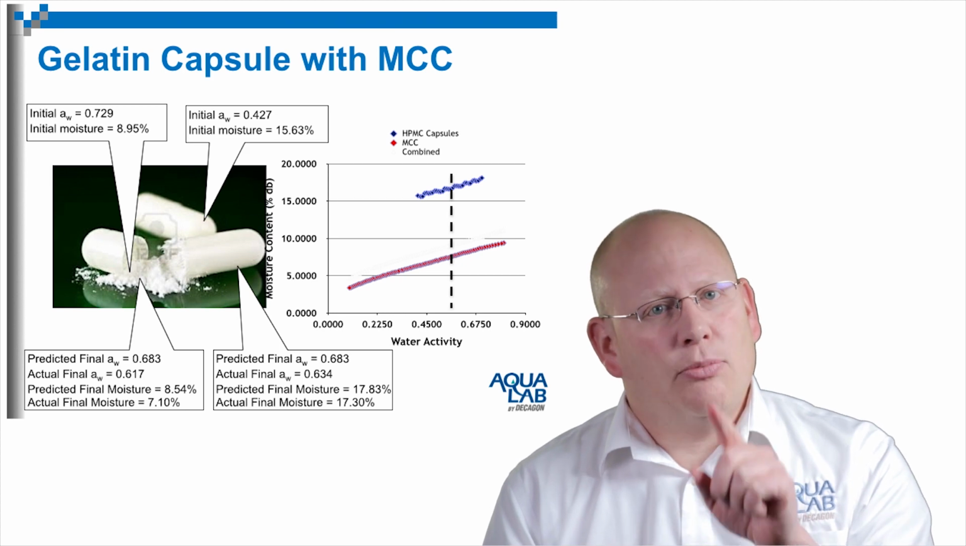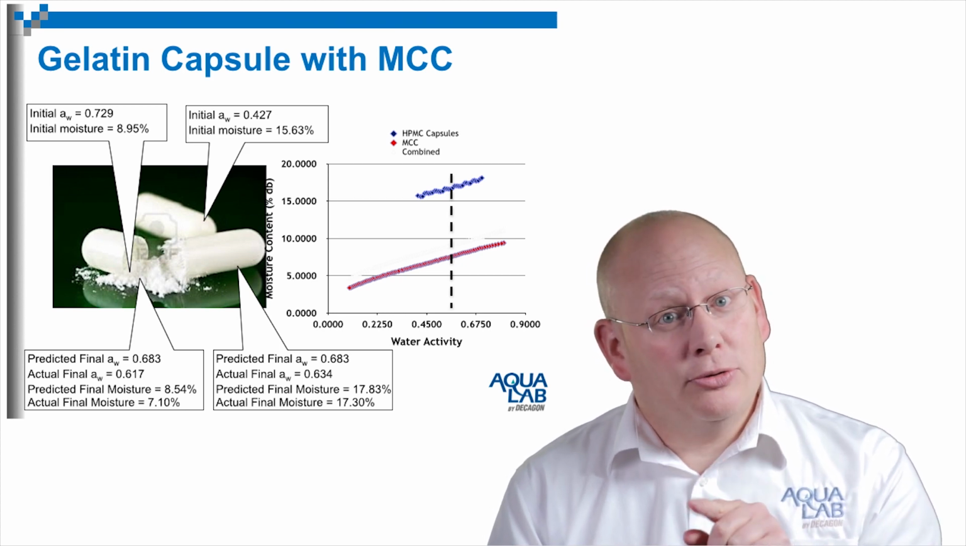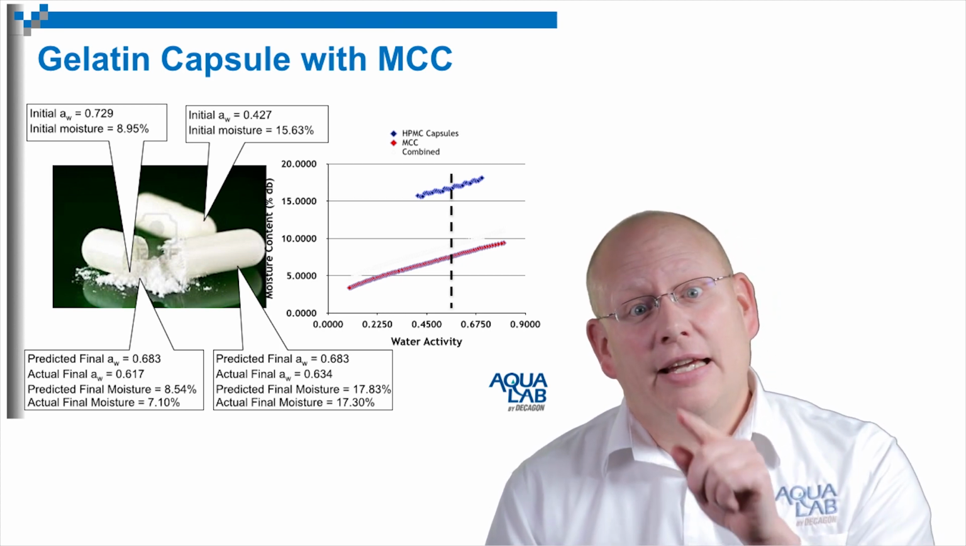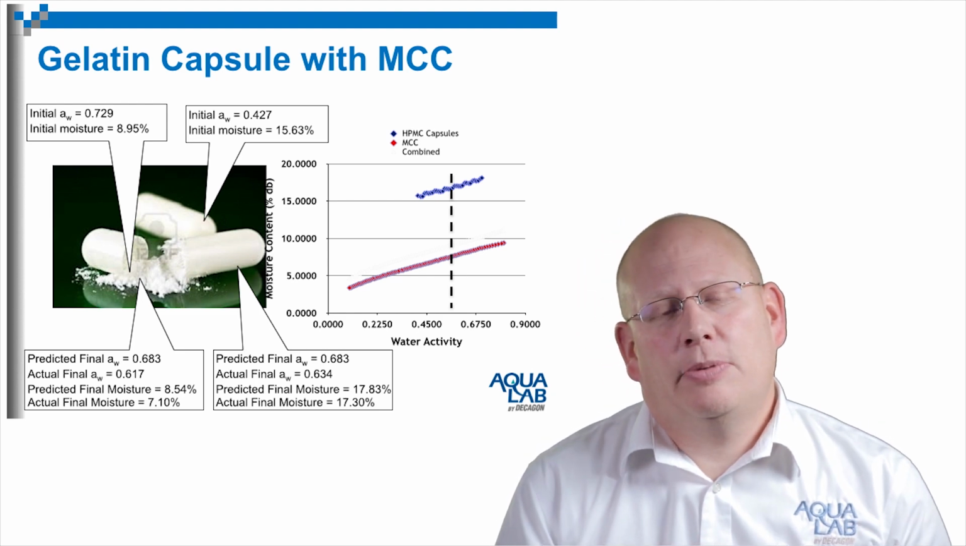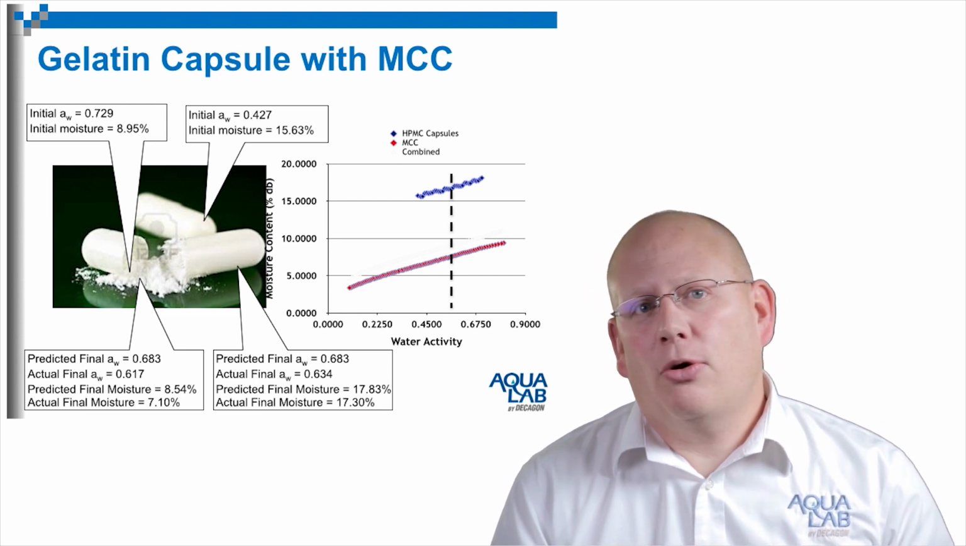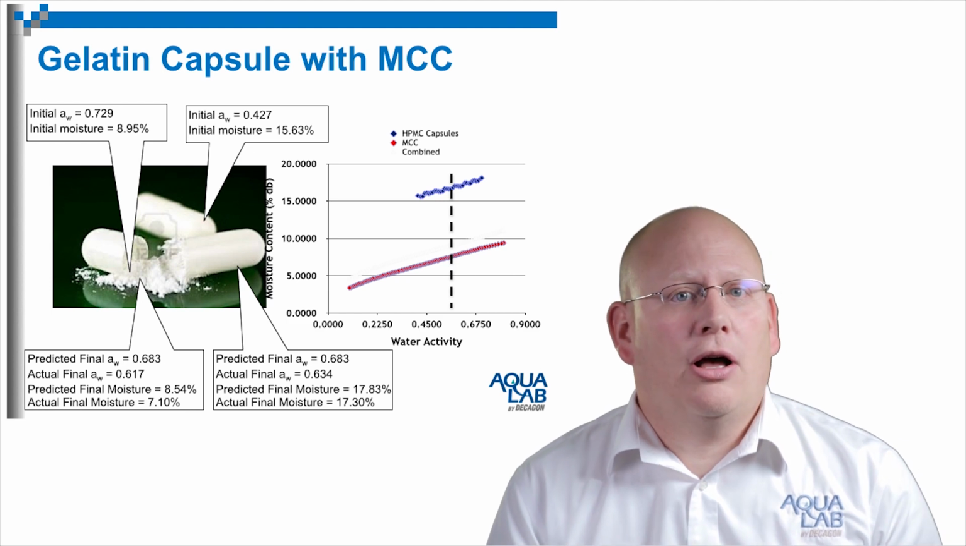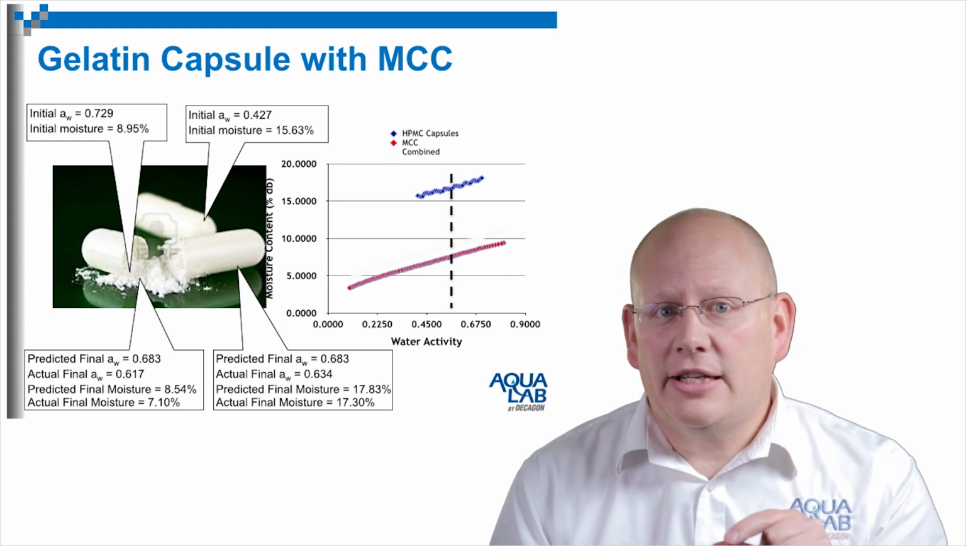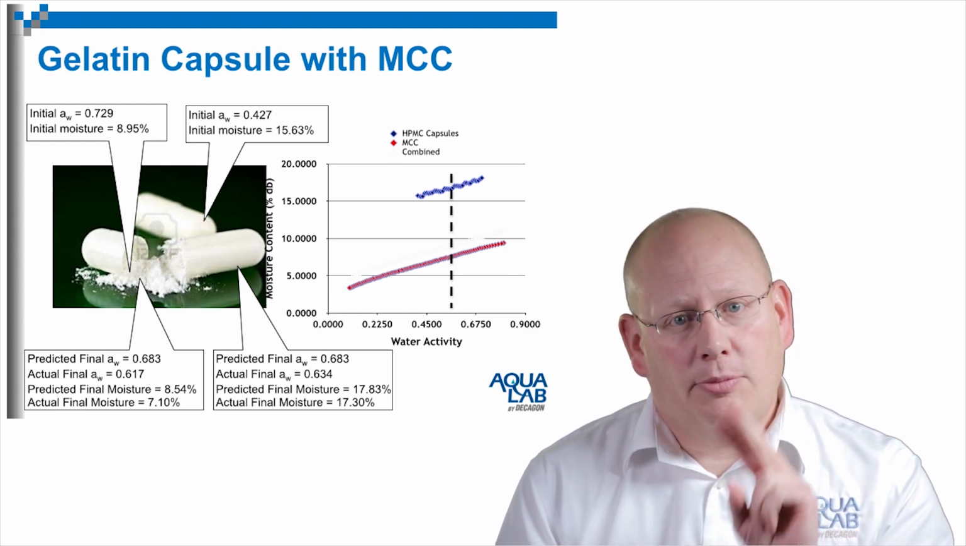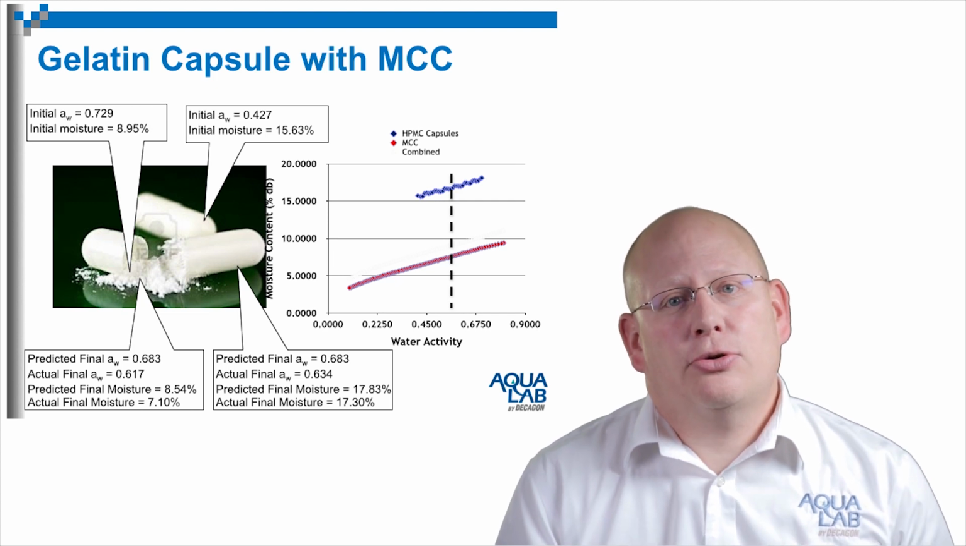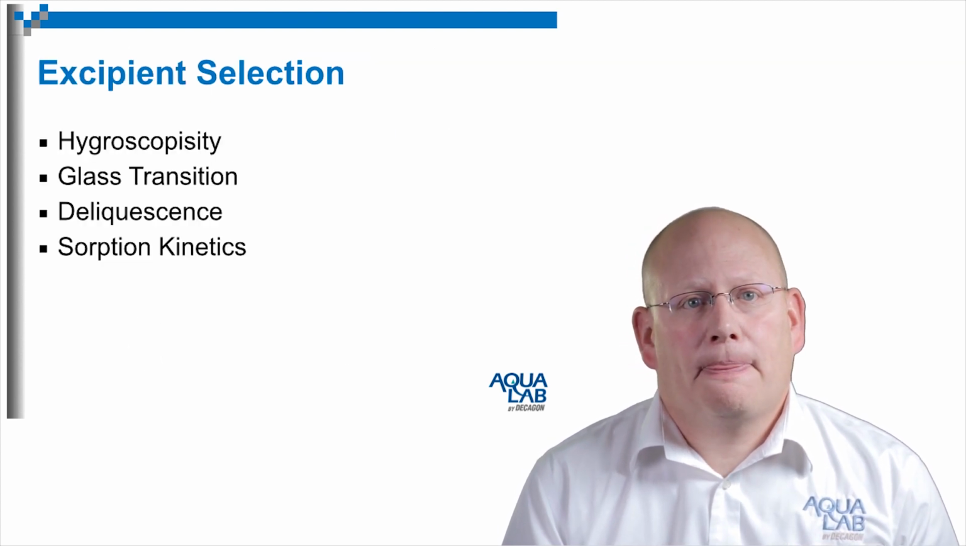Notice that the moisture content of the capsule did not decrease, and in fact, it increased as a result of these being placed together. So if you were to try to go off moisture content, this would not work at all, because it's not quantity that controls migration. It's going from high energy to low energy that controls that moisture migration.